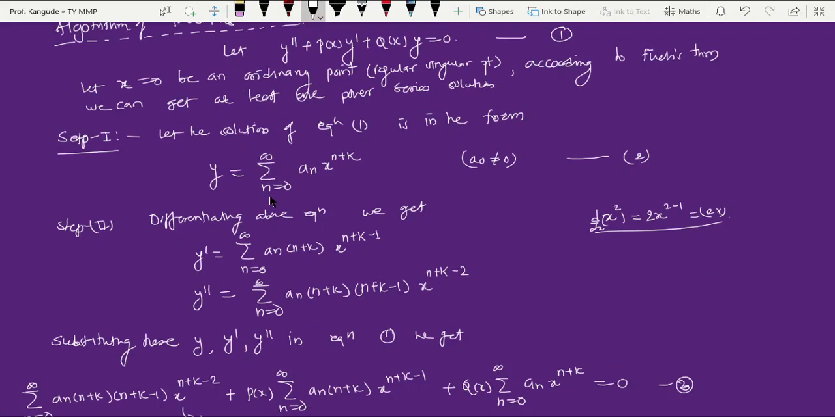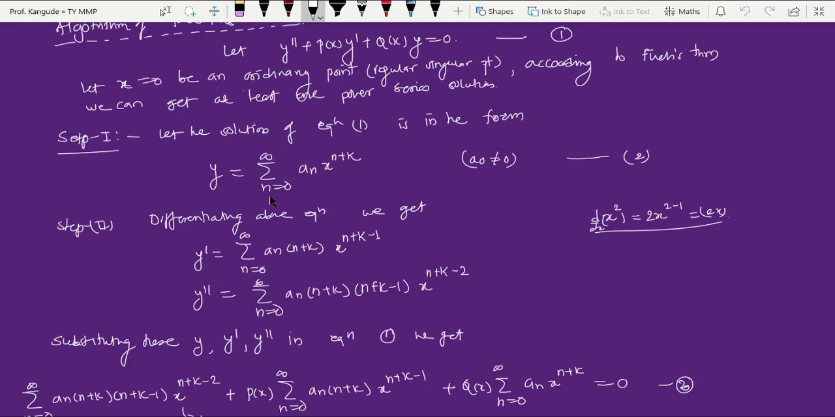This is our given differential equation, y double dash plus p of x, y dash plus q of x into y is equal to 0. So check the point of expansion, whether it's a regular singular, irregular singular or ordinary point. If it is there, then that first theorem ensures there is at least one power series solution, maybe two power series solutions, but may not be a power series solution.